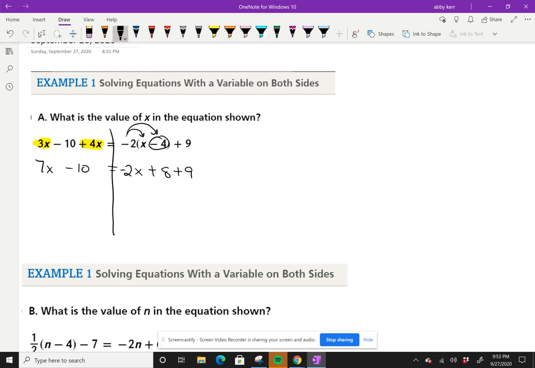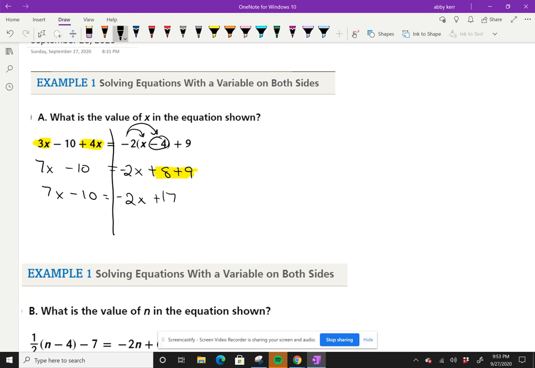Now notice that we distributed on the right, combined like terms on the left. I want you to combine on the right in a separate step. You don't want to do too much in one step, or I'm not going to be able to follow correctly. So then we have 8 plus 9, which gets us 17.